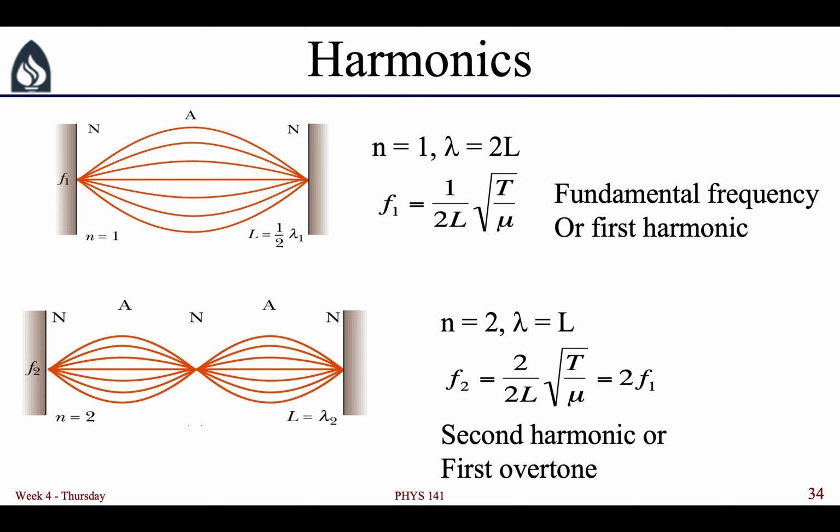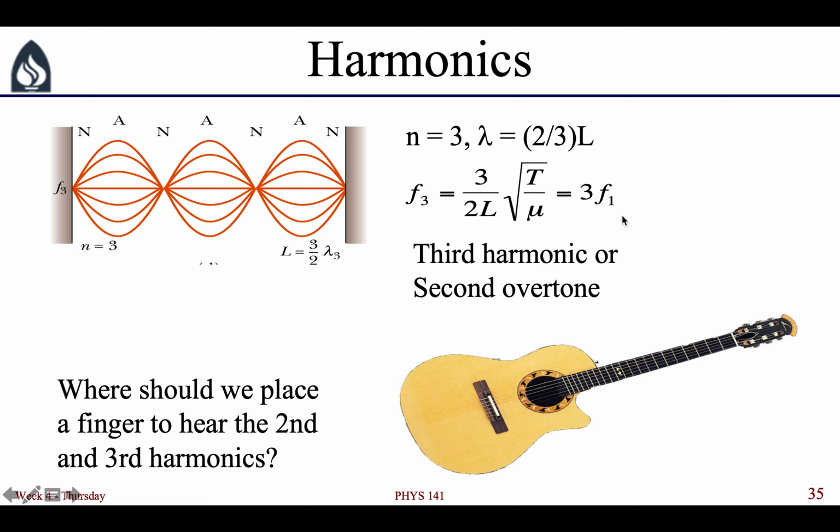We can keep going if we have 3 antinodes, or n is equal to 3. Then that frequency is 3 times the fundamental mode, and we call this the third harmonic, or the second overtone.